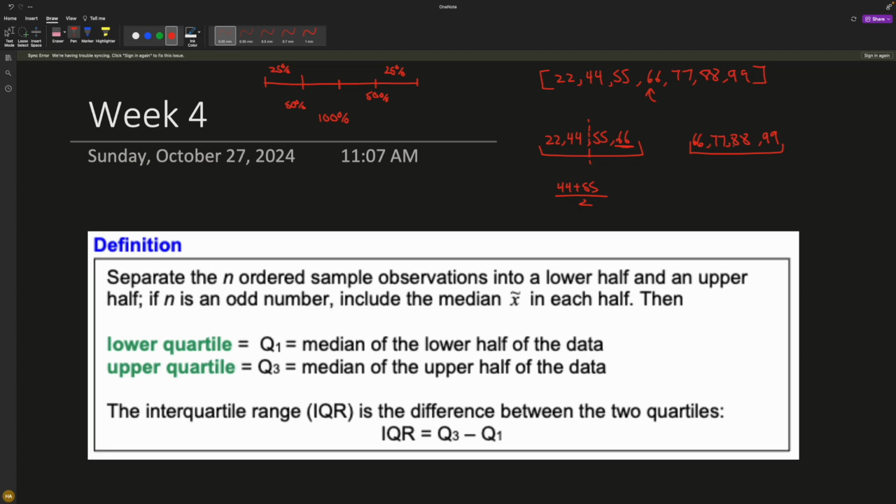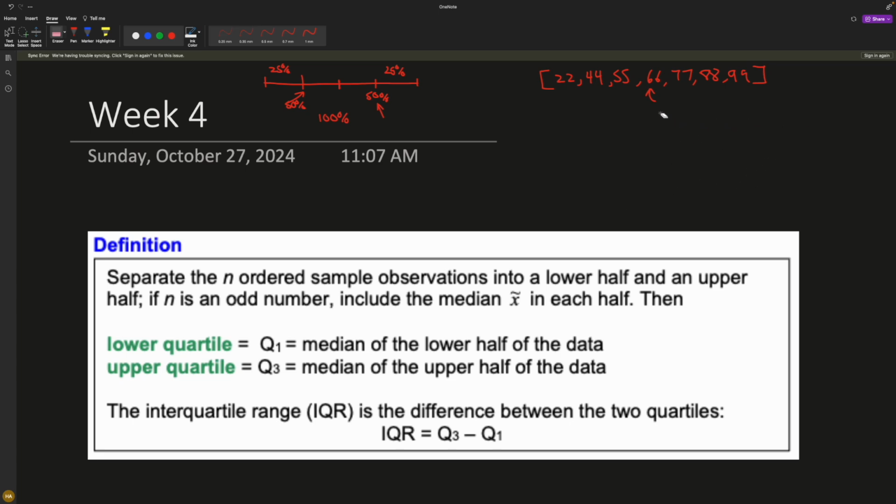And then you'll do the same thing here: you'll take these 2, so you'll do 77 plus 88 divided by 2. And that will give you the upper quartile, whatever the value is at 75. Remember, when I say quartile, I want the number that lands at these 2 positions, which is the 25% and the 75%. So that's one way to do it for an odd original list.